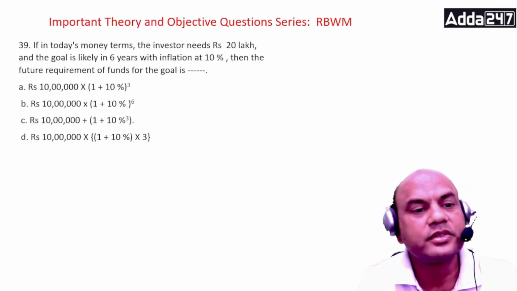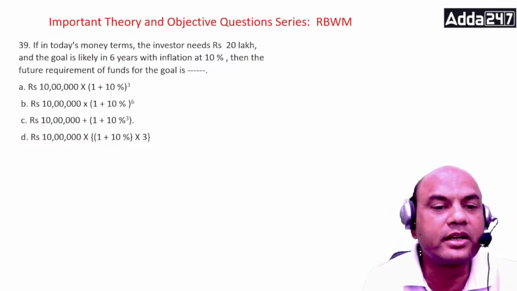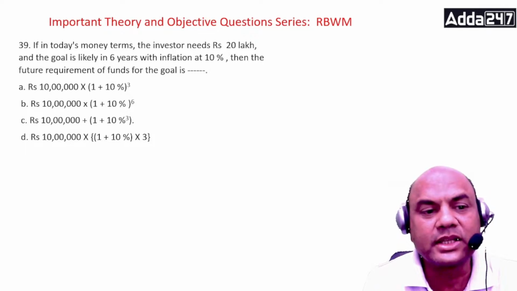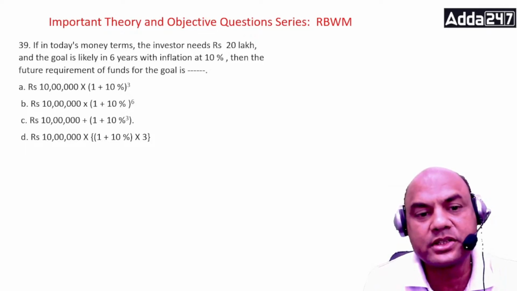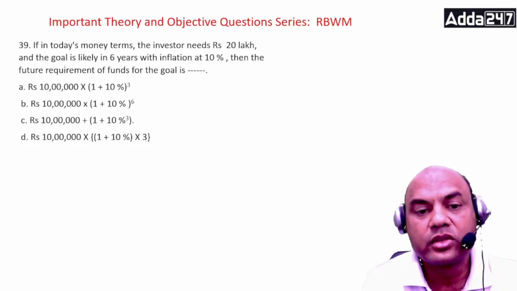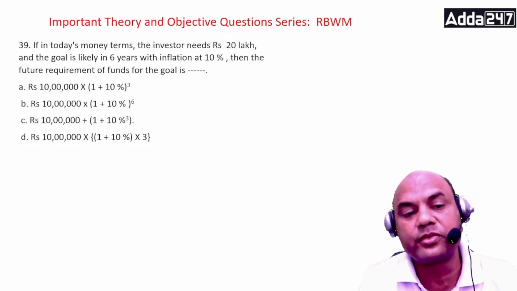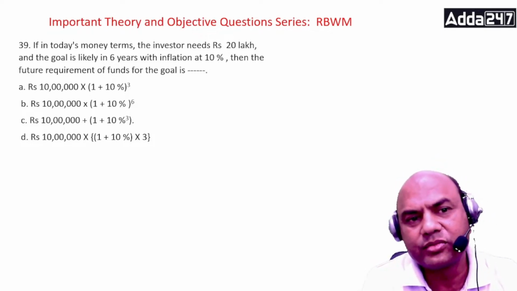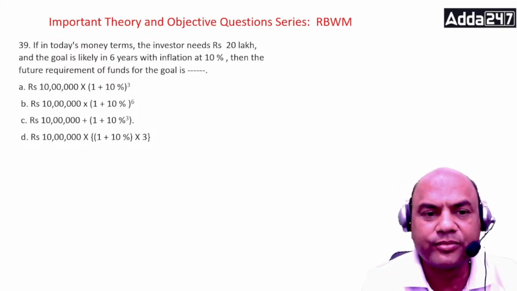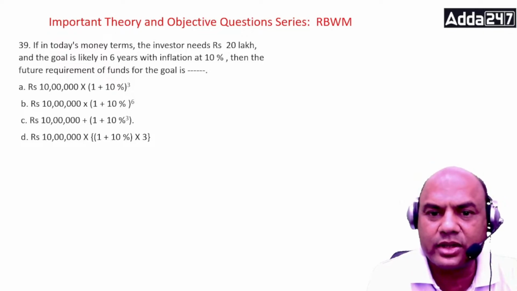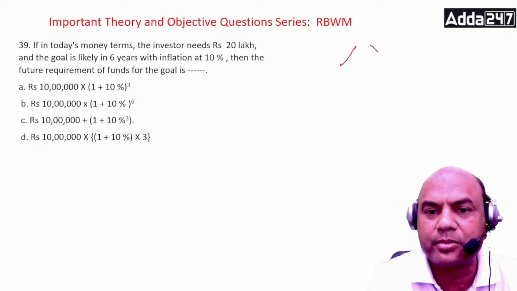Next one. In today's money terms, the investor needs rupees 20 lakhs. The goal is likely in 6 years with an inflation of 10%. Then the future requirement of the funds for the goal is? So basically you are requiring the future value. See here, there are two types of investments. One is, I've taken this in RBWM separately, paid classes.